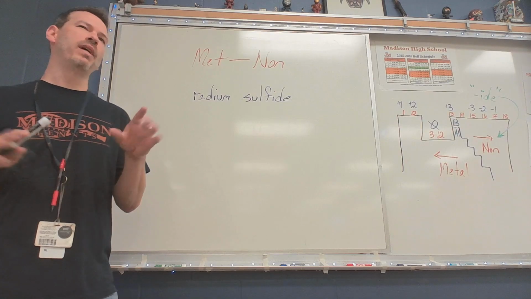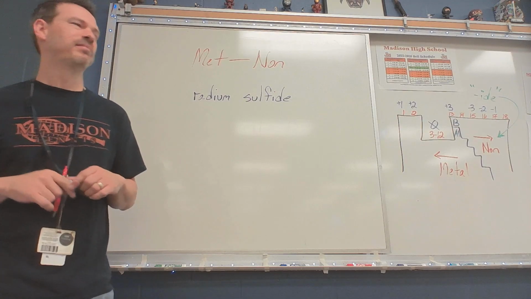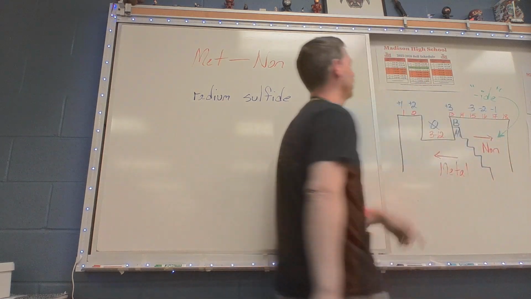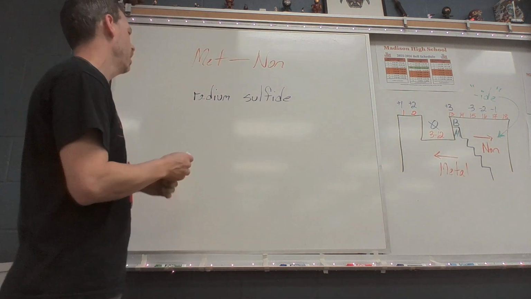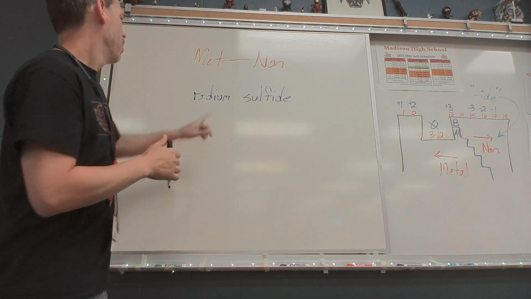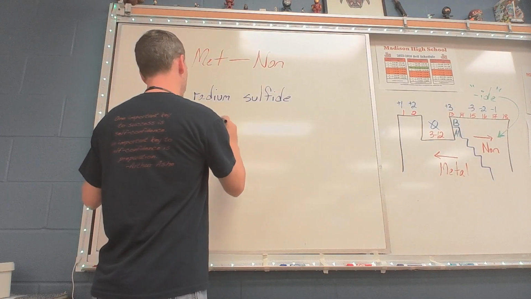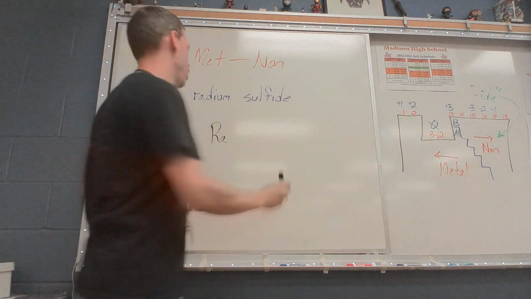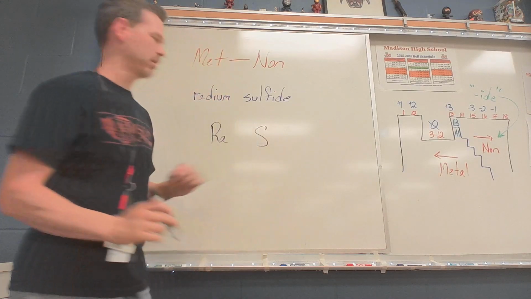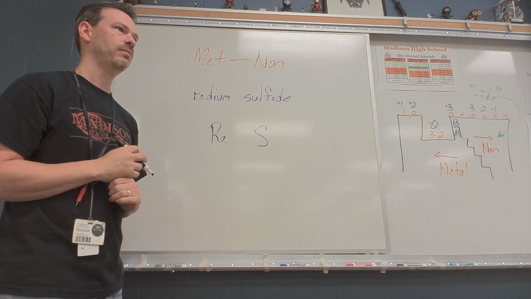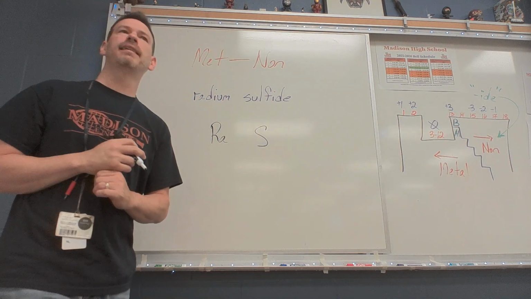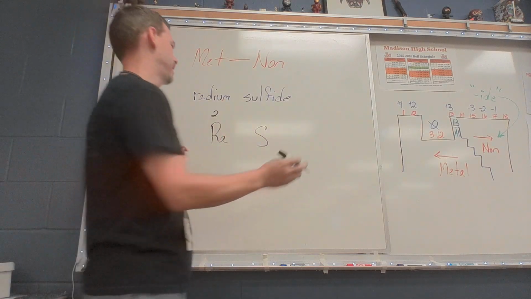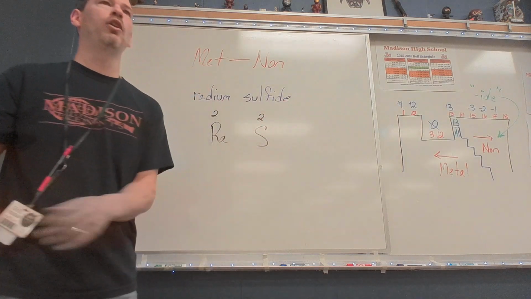Did you make sure it was ionic? All right. Yeah, radium is in metal land, sulfur's in non-metal land. So yes, no tricks here. So here we go. Radium is Ra. Sulfide is really sulfur. What's radium's oxidation state? Anybody? It's 2. What's sulfur's oxidation state? It's 2, based on their location.